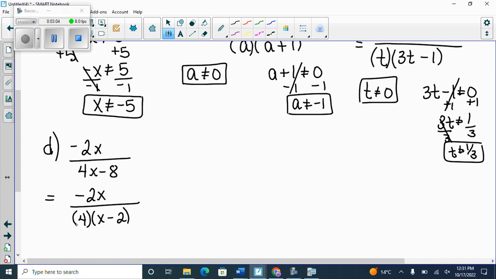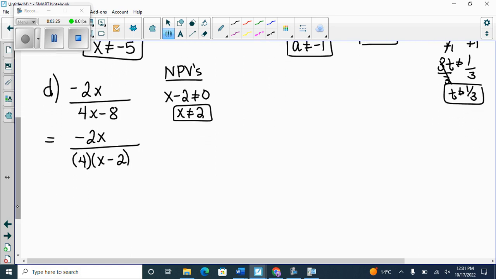1. How many NPVs am I going to have? 1. This 4 isn't going to cause 1, right? Because it doesn't have a variable. So I just take the x minus 2, and I set it not equal to 0. And I get x can't equal 2. And that's it. This 4 doesn't cause any problems because it doesn't have a variable.